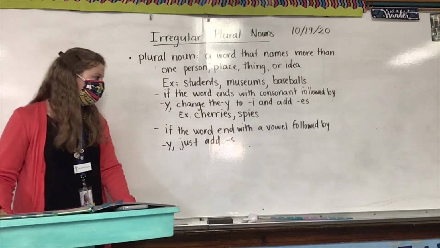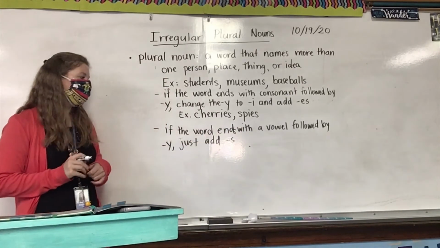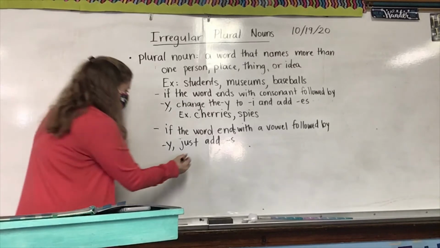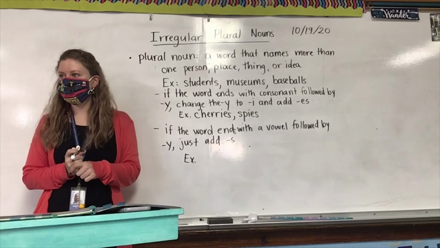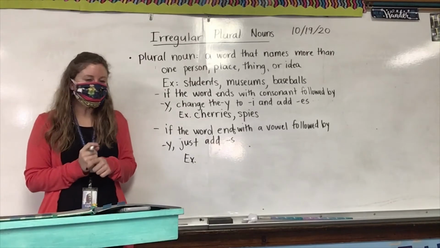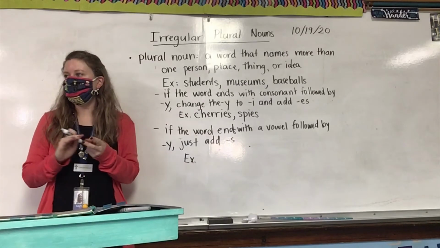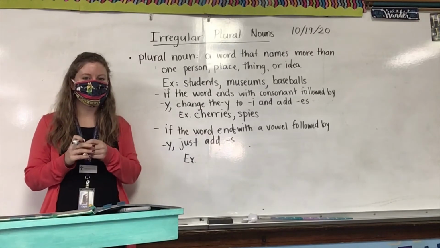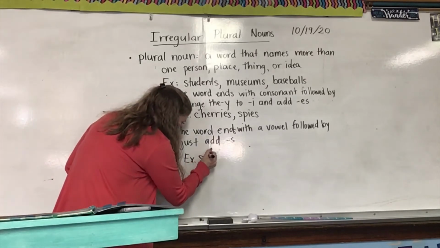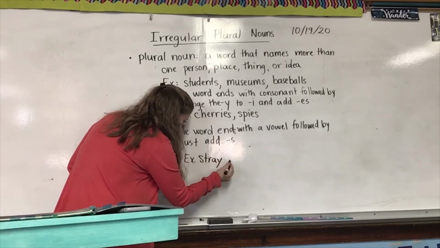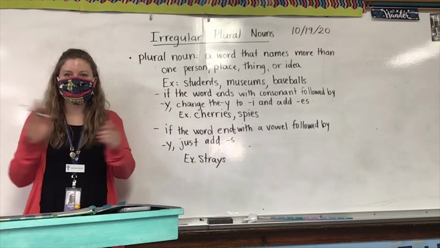So if the word ends with a vowel followed by Y, just add S. Who can give me an example of a noun that ends with vowel Y and how we make it plural? Zadie. Stray, strays. Stray, as in stray animals, becomes strays. All we do, we keep the Y and we add S.